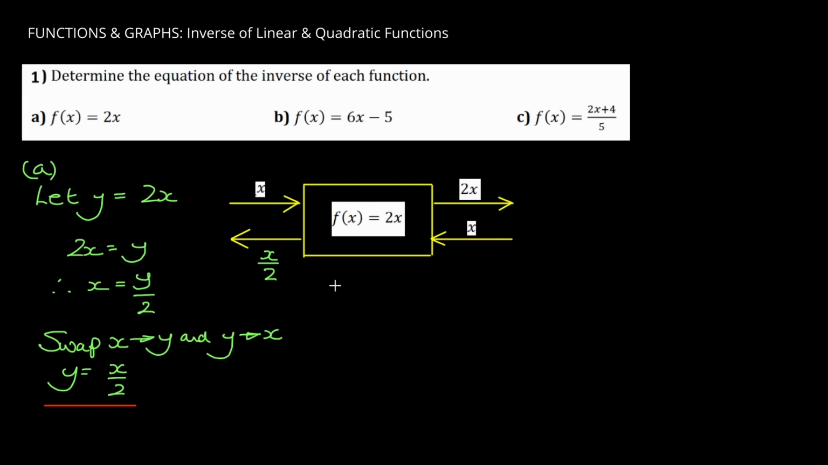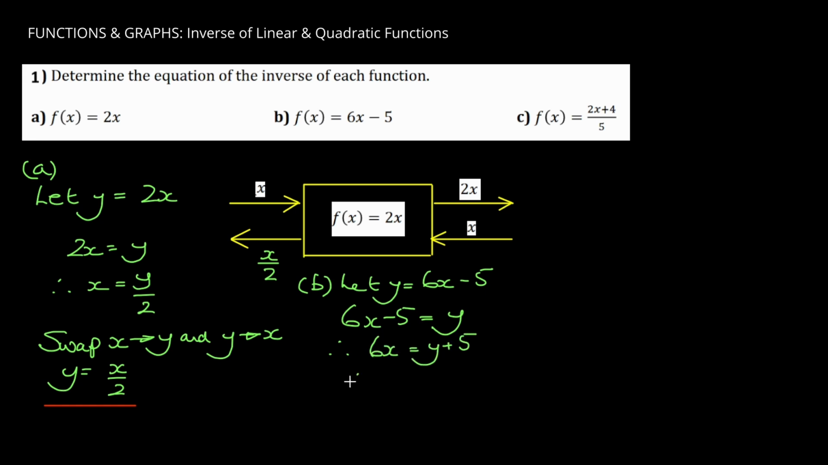And that is the answer to part A. So let's now apply the same technique to part B. We say let y equal 6x minus 5. And we need to make x the subject. Writing this the other way round, 6x minus 5 is equal to y. Therefore, moving the 5 across, it becomes positive. We get 6x is equal to y plus 5. And therefore, now dividing through by 6, x is equal to (y plus 5) divided by 6.